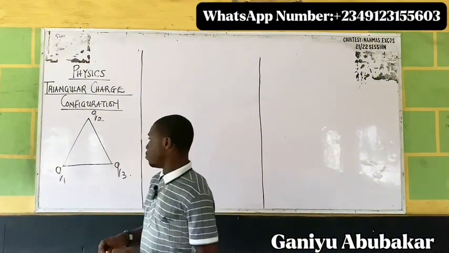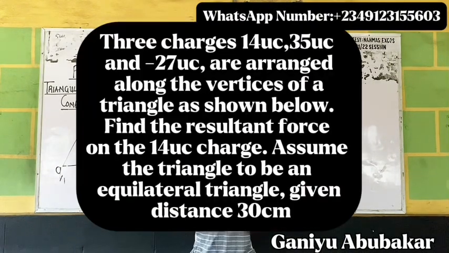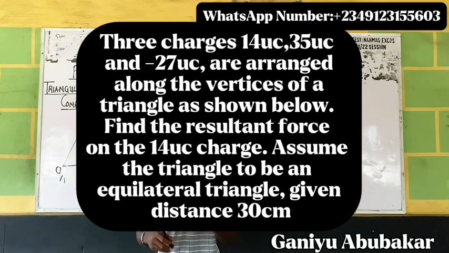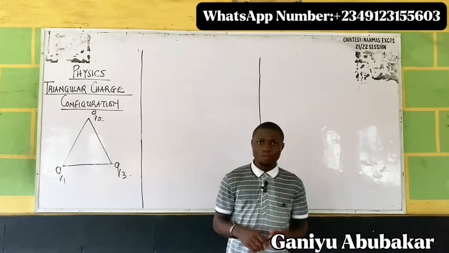All right, let's take an example under this. The question says 3 charges, 14 microcoulomb, 35 microcoulomb and minus 27 microcoulomb are arranged along the vertices of a triangle as shown below. Find the resultant force on the 14 microcoulomb charge. Assume the triangle to be an equilateral triangle with side 30 cm. All right, let's get this done.